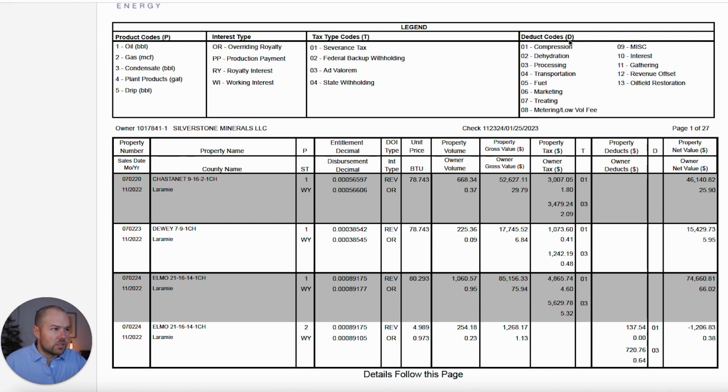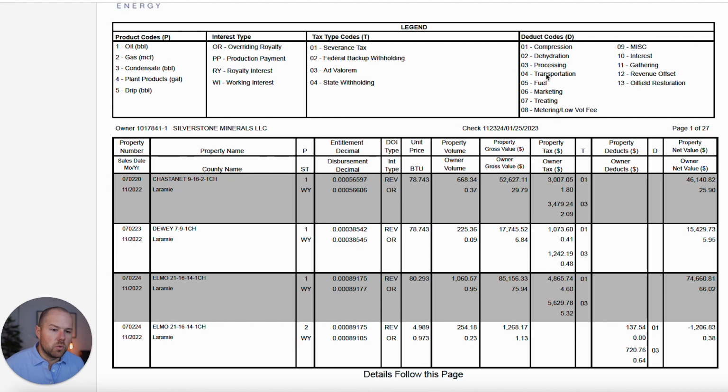The deductions. Here's the legend right here at the top. Different types of deductions include compression, dehydration, processing, transportation, et cetera. But let me give you the skinny on deductions. Typically deductions are going to be for gathering, processing, and transportation. So GP&T is what we call it.